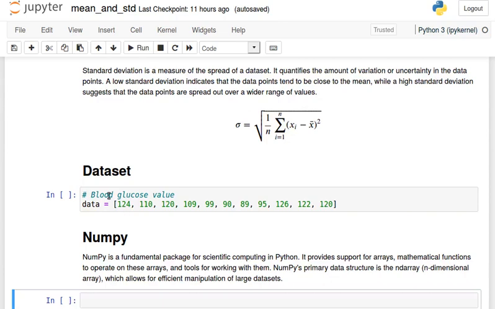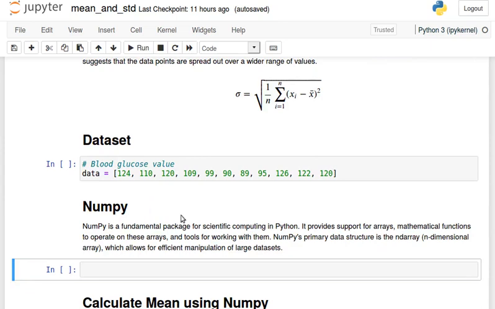So for our experimentation purpose, we have this toy dataset, which represents the blood glucose values of different individuals. So let's start with our programming. For all the purposes of calculating mean and standard deviation, we will use NumPy. NumPy is the fundamental package for scientific computing in Python. It provides support for arrays and mathematical functions to operate on these arrays.